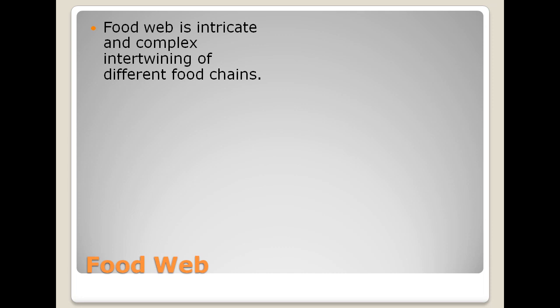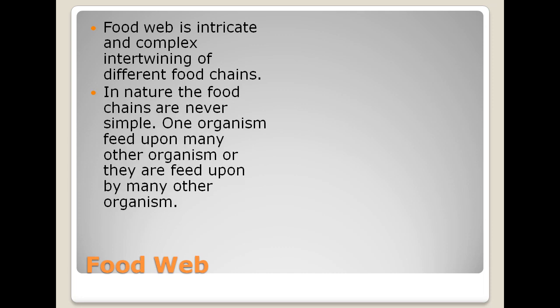Let us see a food web. A food web is an intricate and complex intertwining of different food chains. That means, what happens in real nature? The food chains are not simple because one organism feeds upon many other organisms, or sometimes one organism is fed upon by many other organisms. So a food chain is never simple. There are many intricate food chains in a single food web. Let us see with the help of a diagram.